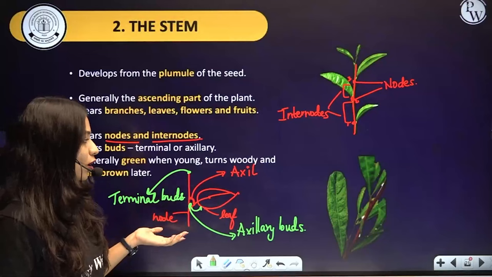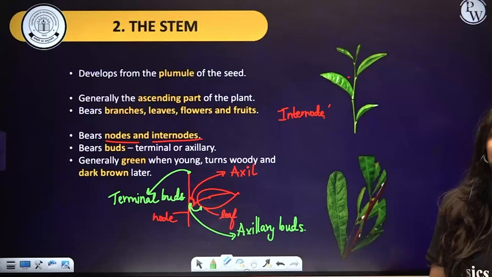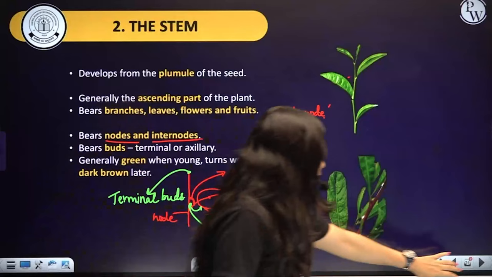And if you have to talk about its color, you can think of this as a young stem. In young stems, it is usually green, the stem. And in older stems, it turns woody and a little brown. The color of young stems is green. And as it becomes older, it becomes brown because it becomes woody. Okay, so that's about the stem.